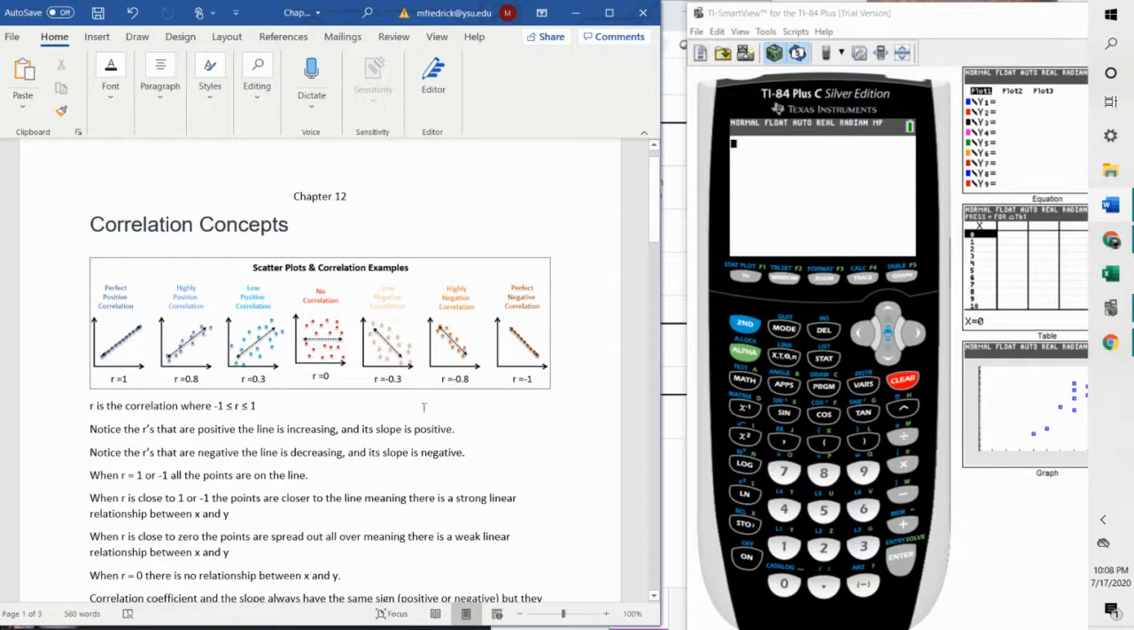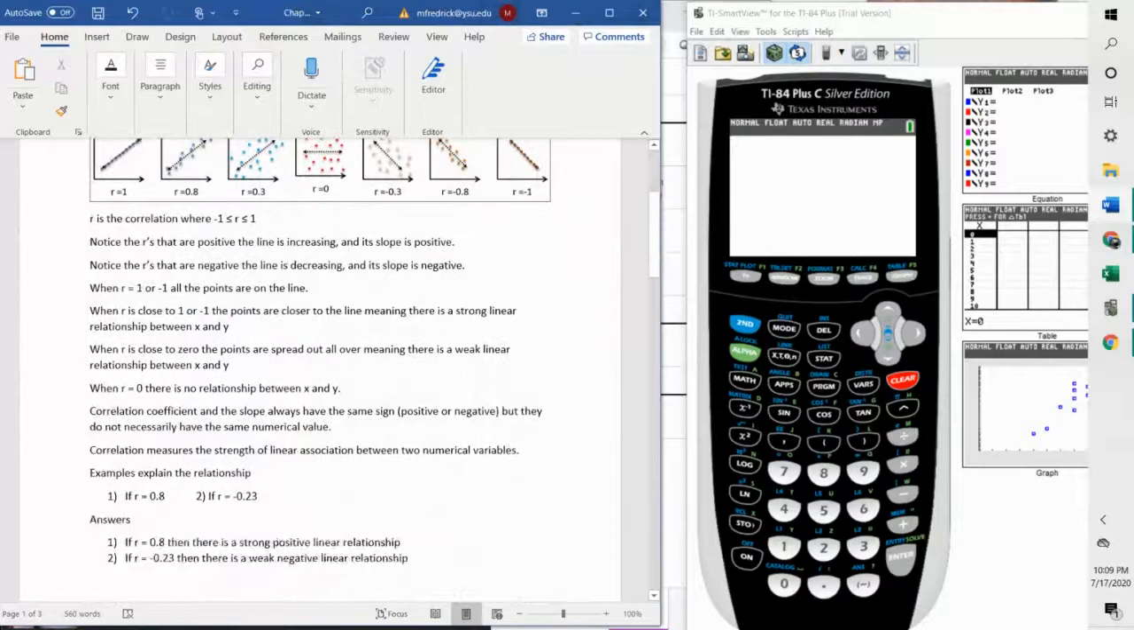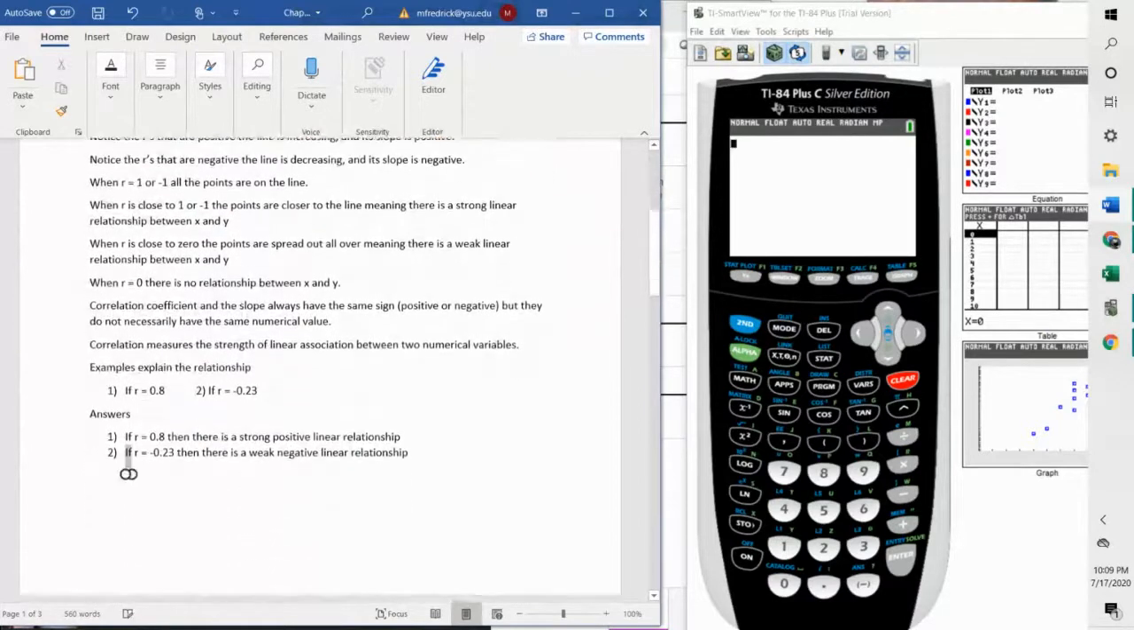And the sign on your R value, which is called the correlation, will match the slope of the line. And that's what most of this is telling you. So if we have R equal 0.8, there's a strong positive linear relationship. An example of negative 0.2 would make it weak, but it would be a negative relationship. The slope would be decreasing.